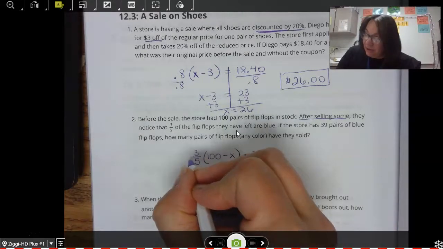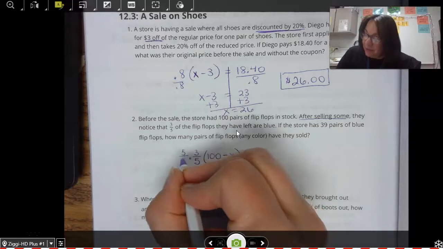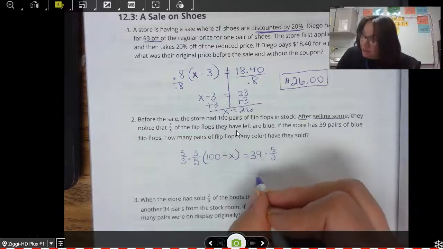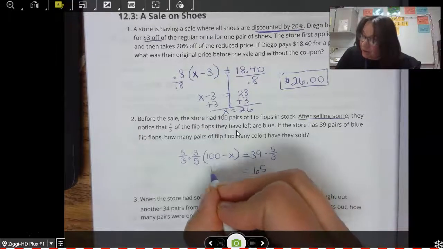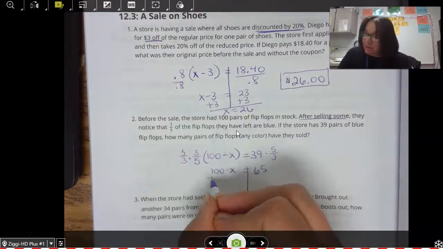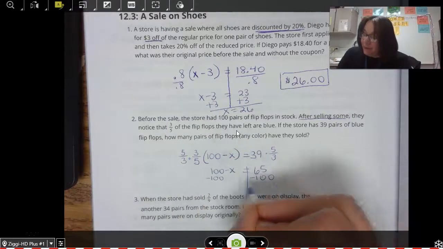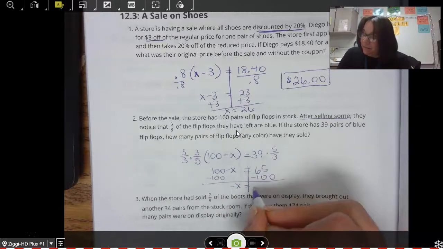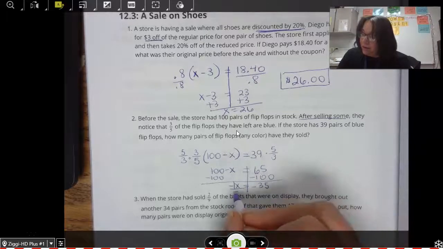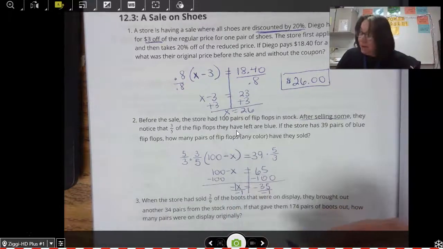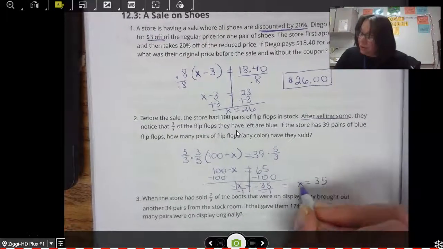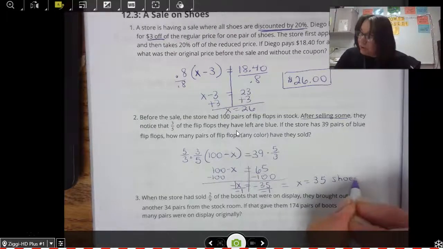In this case, I have a fraction, so I'm going to start by multiplying by the reciprocal. So 39 times 5/3 is 65, and that's going to equal 100 minus x. Okay, the next step would be to get rid of 100 by subtracting 100. And we have negative x equals negative 35. Now remember, when you don't see a coefficient, you know there's a 1, so you're going to divide by negative 1. And then we end up with x equals 35. So they had sold 35 shoes, or pairs of shoes.